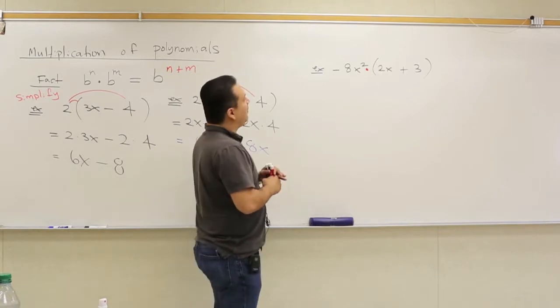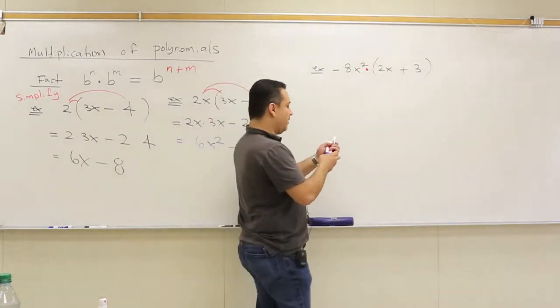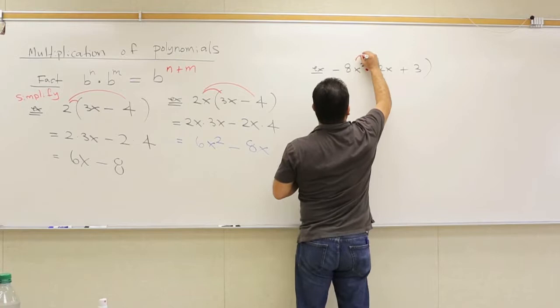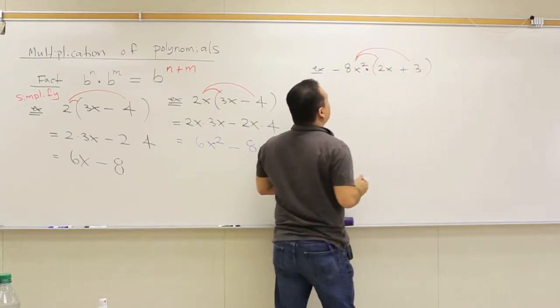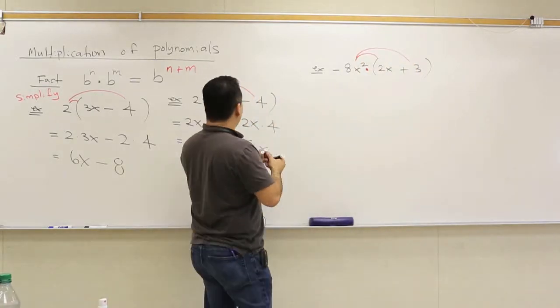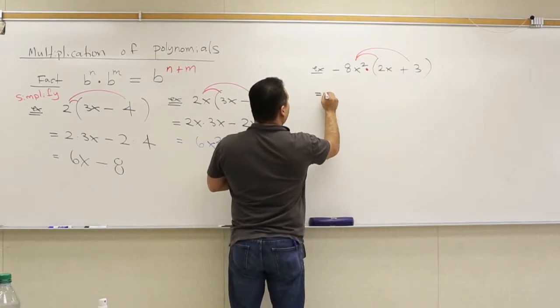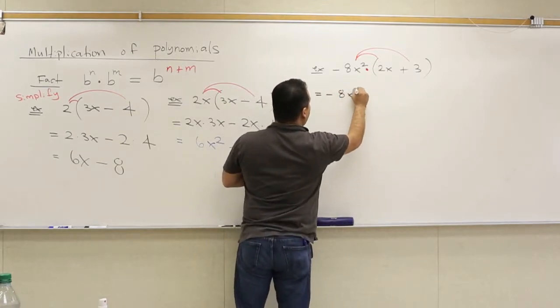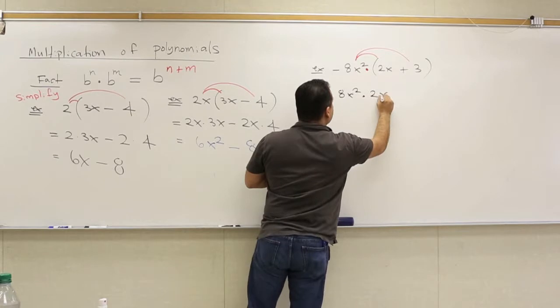Here we go. You ready? What are you going to do here? Since you're just thinking of trick-or-treating, I guess. Here we go. We have negative 8x squared times 2x.